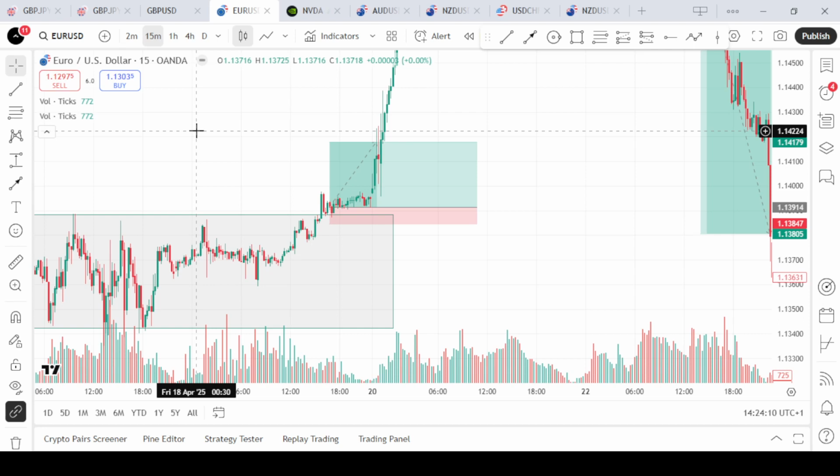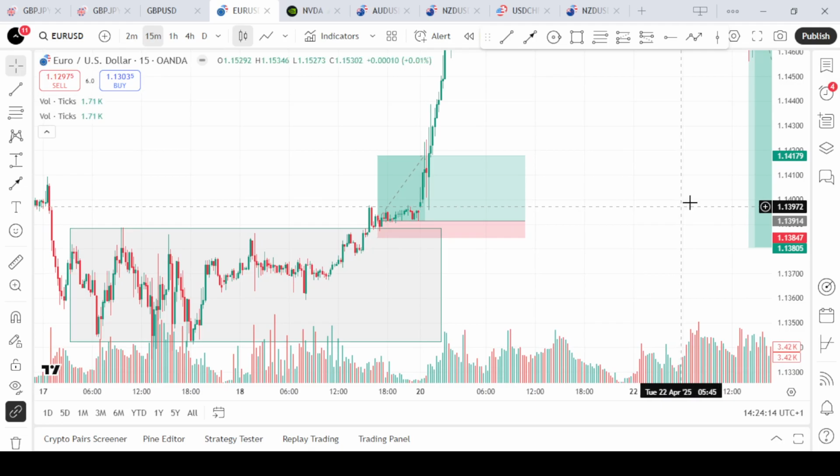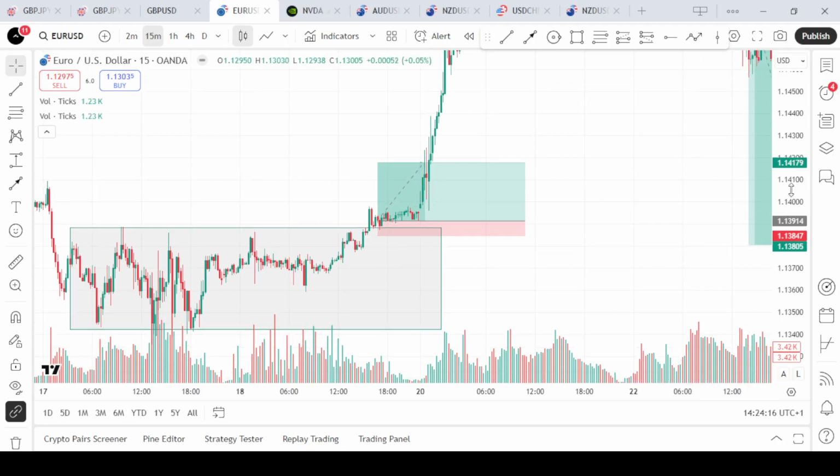When executing this strategy, always remember to maintain your discipline by following your predetermined plan. Avoid the temptation to move your stop loss or take profit based on your emotions during the trade. The strength of your simple breakout strategy lies in its objective rules and systematic approach.